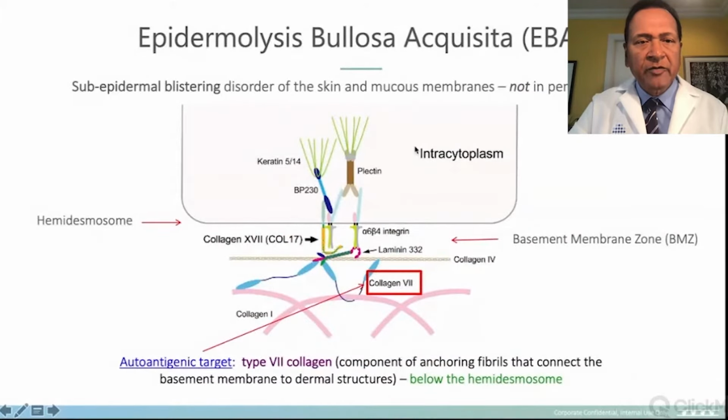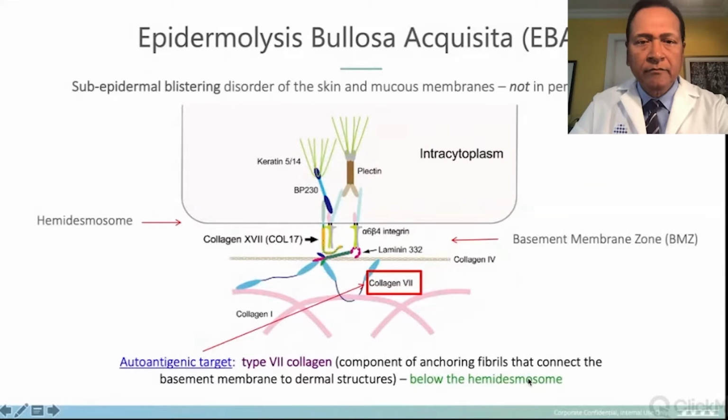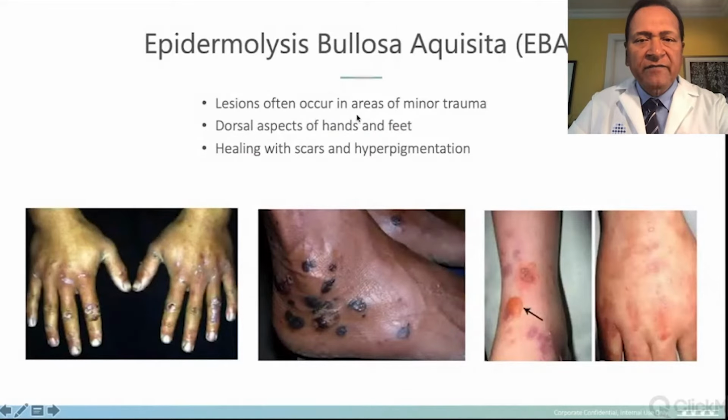Now, here's a subepidermal blistering disorder that is not in the pemphigoid group, but it targets collagen 7, and this is epidermolysis bullosa acquisita, or EBA. So the activity of the autoantibodies here is targeting collagen 7, below the hemidesmosome. The lesions often occur in areas of minor trauma, especially on the dorsal aspects of hands and feet, and typically heal with scars and hyperpigmentation. And here you see some examples of that.